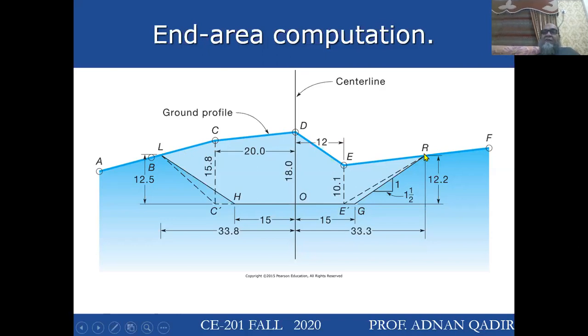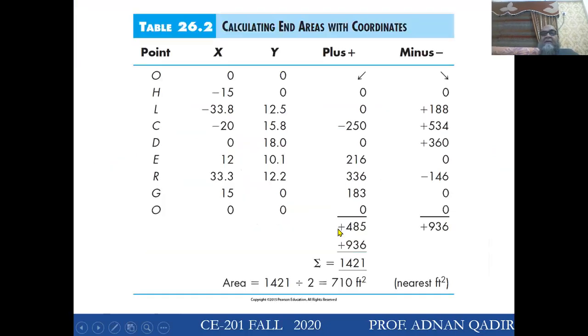Okay. So now if I go to R, the X coordinate is 33.3, Y coordinate is 12.2. If I come at the bottom now, Y coordinate becomes 0, X coordinate becomes plus 15, and since I started this loop from O, again I will come at O and we will have 0, 0. So this is how you see. First coordinate 0, 0, minus 15, 0, minus 33.8, 12.5, minus 20, 15.8, 0, 18, 12, 10.1, 33.3, 12.2, 15, 0, 0, 0, and then you know what to do.